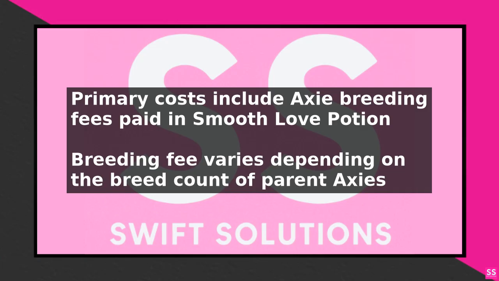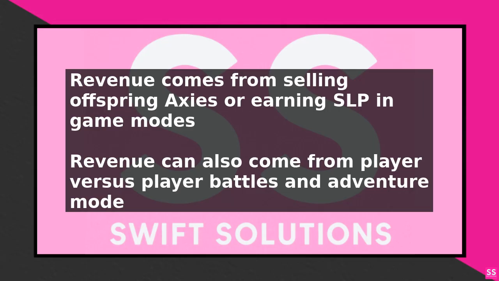Here is a step-by-step process to calculate the ROI. First, determine the cost of breeding, including the breeding fee and the cost of the parent Axies. Next, estimate the revenue generated by the offspring Axies. This can be done by researching the market price of similar Axies or estimating the SLP earnings potential of the offspring. Once you have the costs and revenue, you can calculate the ROI using the formula: ROI equals revenue minus cost, divided by cost, and then multiplied by 100. This will give you a percentage return on your investment.